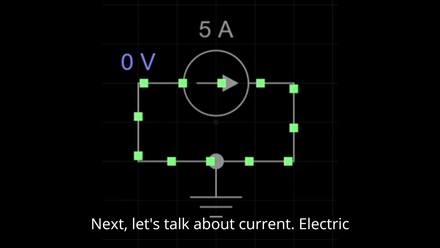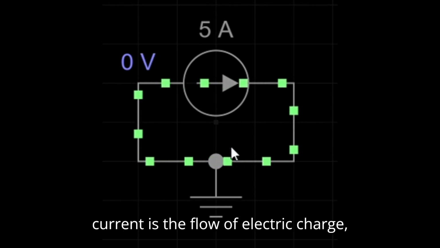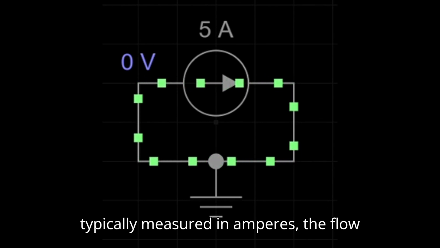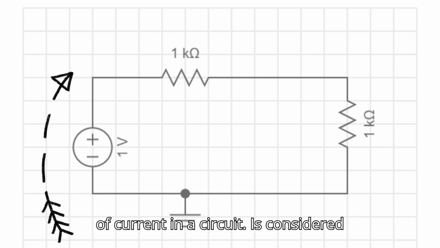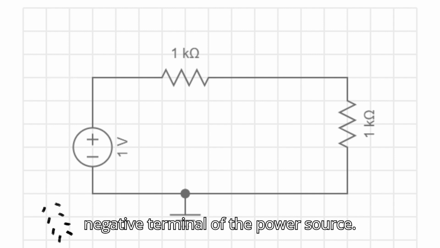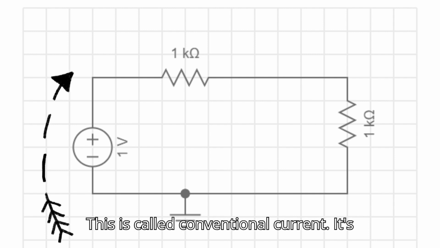Next, let's talk about current. Electric current is the flow of electric charge, typically measured in amperes. The flow of current in a circuit is considered from the positive terminal to the negative terminal of the power source. This is called conventional current.